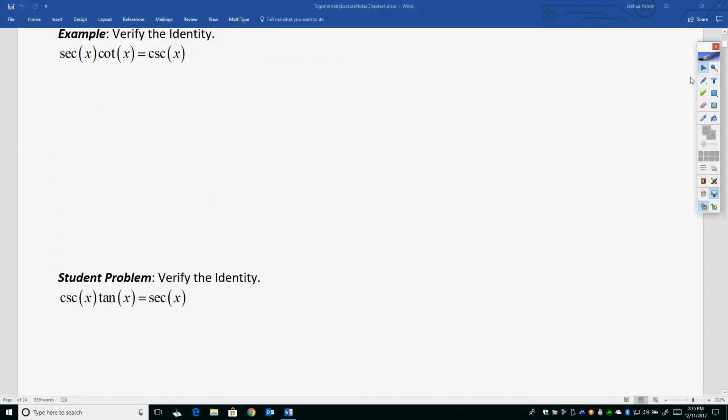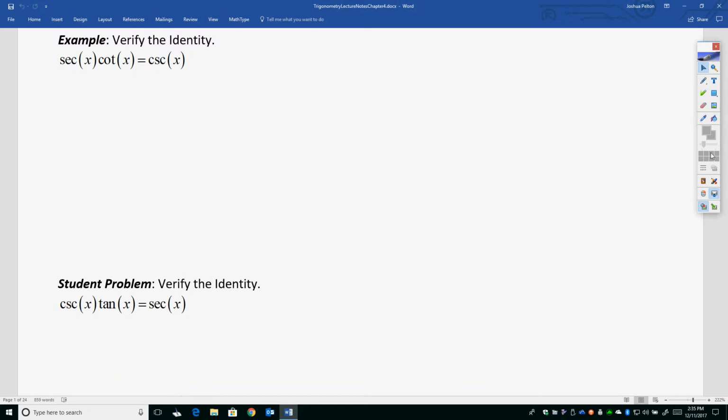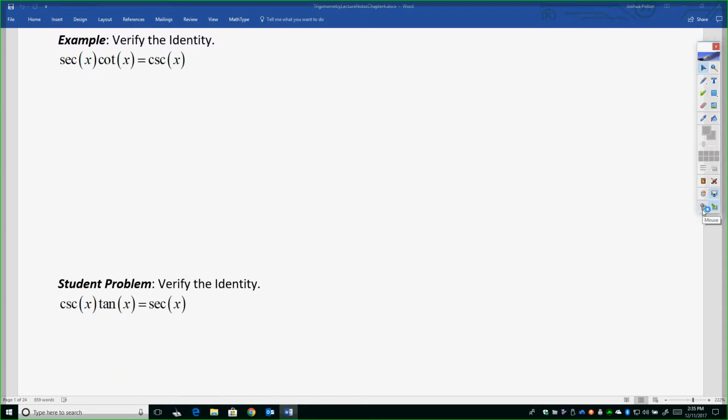So the goal here is to get either the left or the right side to match by swapping things around. So there's a variety of ways to do it. There's not one way to do any one of these. So first I'm going to take the secant. I want to make a cosine out of that. Use the reciprocal identity. So that's 1 over cosine.